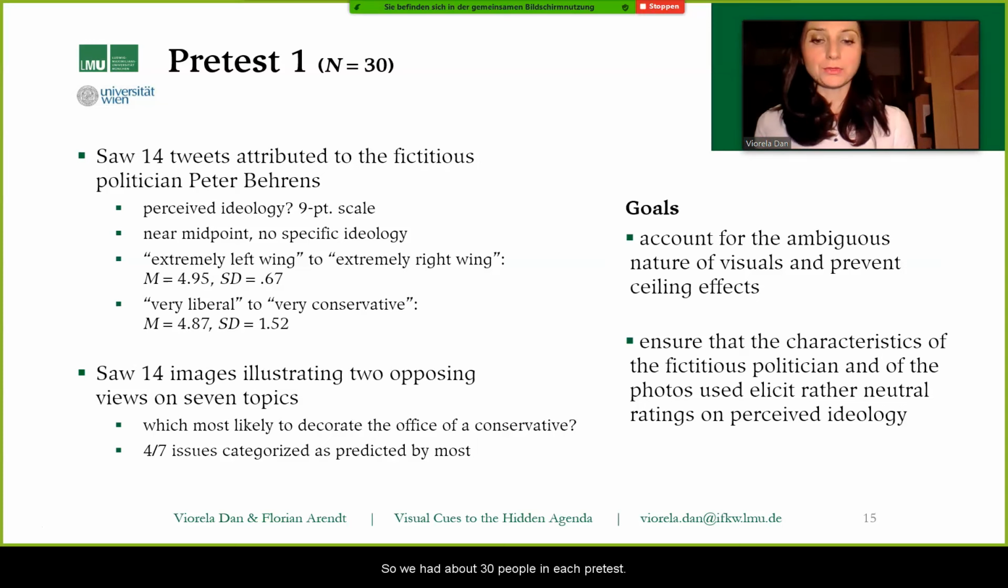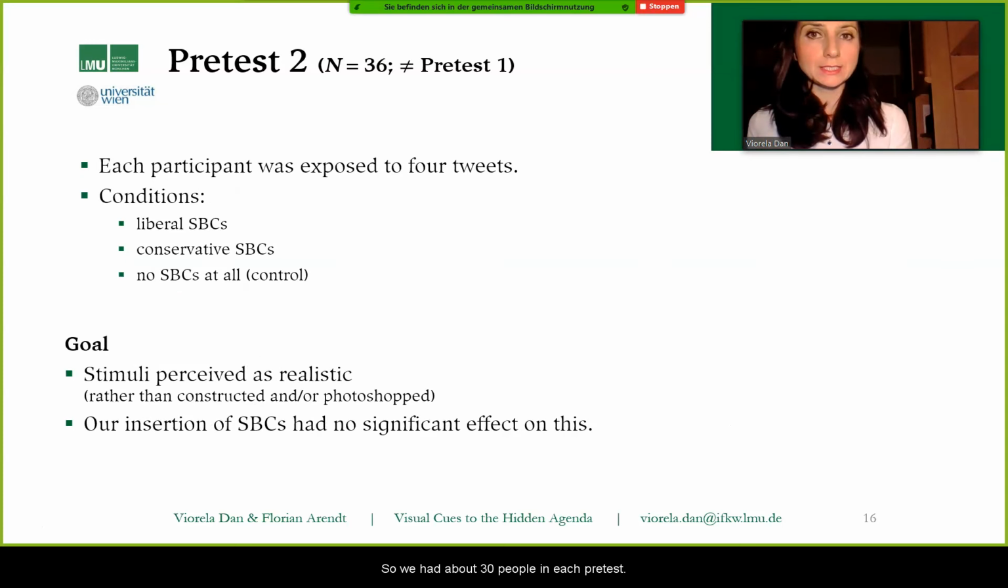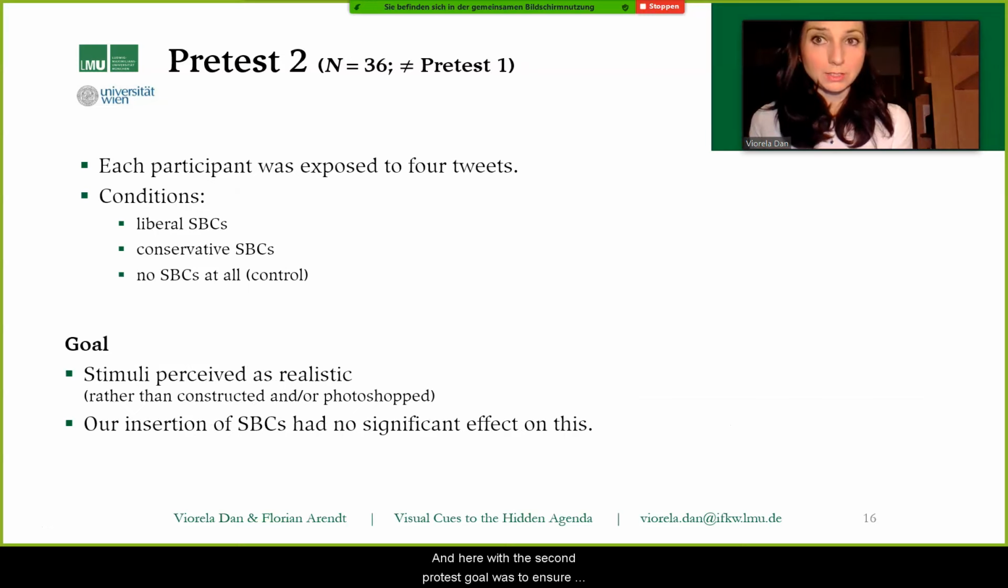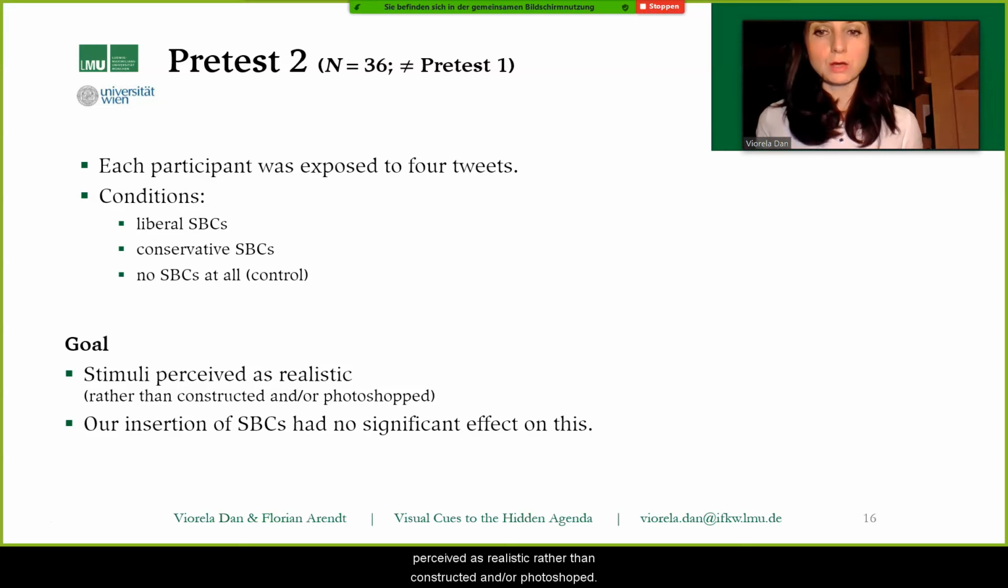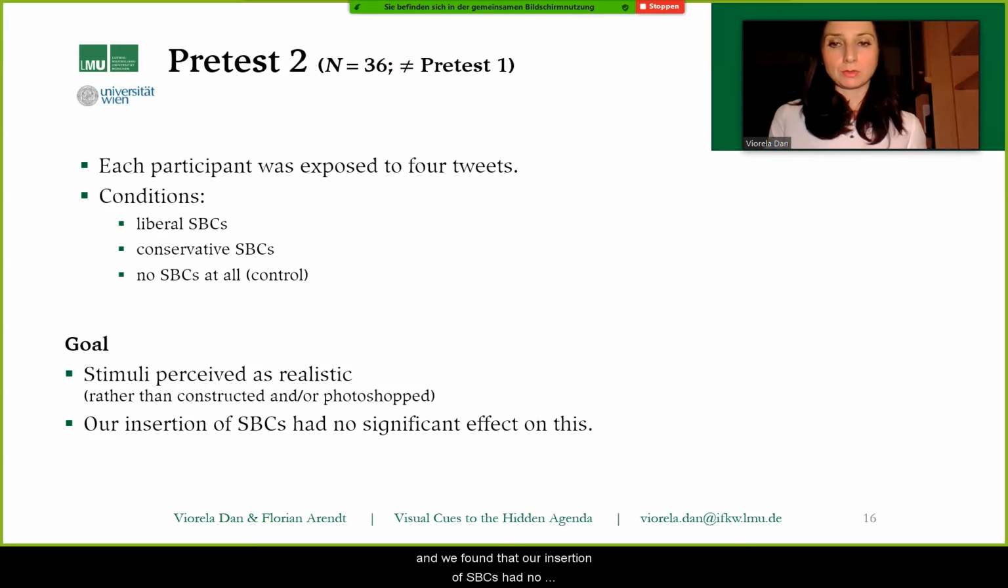So we had about 30 people in each pretest, and with the second pretest, the goal was to ensure that the stimuli are perceived as realistic rather than constructed or Photoshopped. And we found that our insertion of SBCs had no significant effect on this.